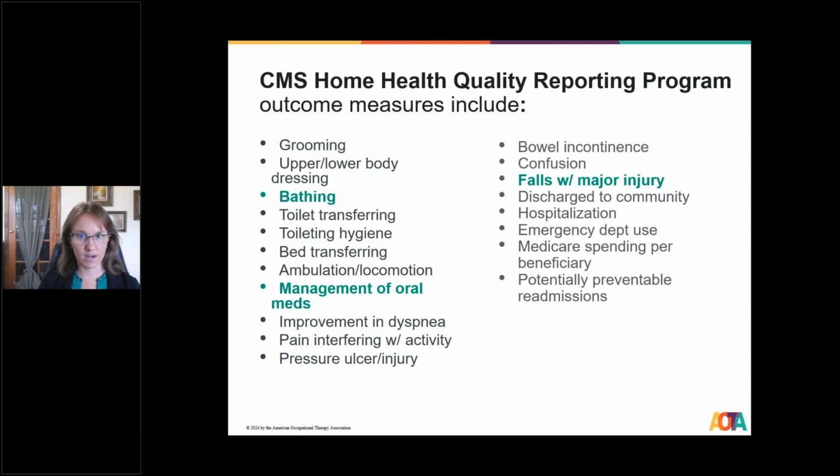So if you want an idea of just some of what occupational therapy can address, this is a great list of it. And we will go into more detail, especially on the highlighted areas. I wanted to include bathing, just because most people recognize that as an area of occupational therapy, but even areas within management of oral medications and falls, which can sometimes be felt like those are addressed more by other disciplines, and how occupational therapy's specific lens is important and vital within the home health setting.